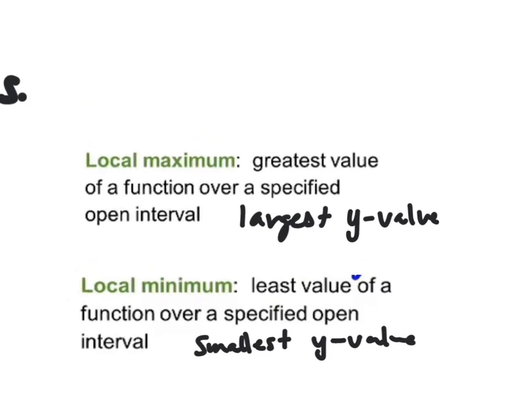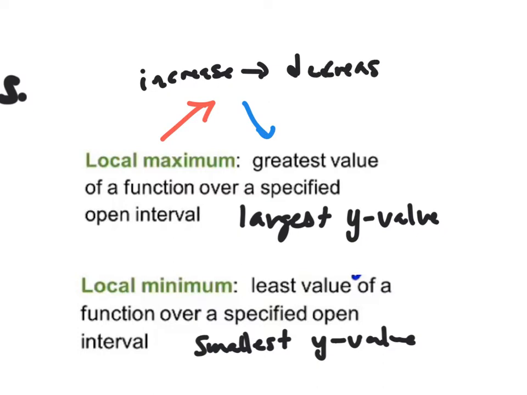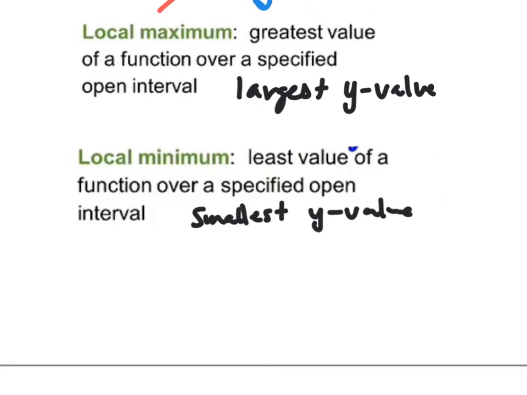Okay. And we also have a maximum when our graph goes from increasing to decreasing. I'm going to write increasing to decreasing. That gives us a maximum value. A local minimum is where you go from decreasing to increasing, and you get a minimum value there. So you go from decrease to increase.